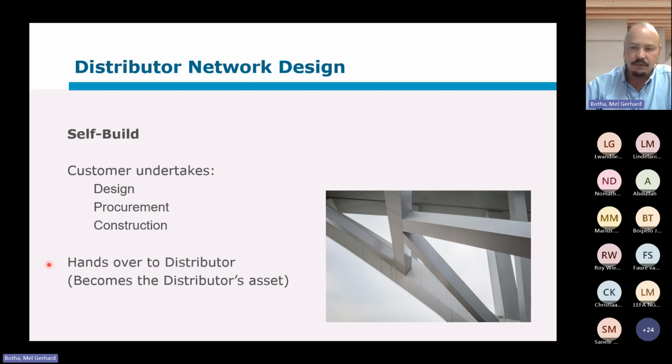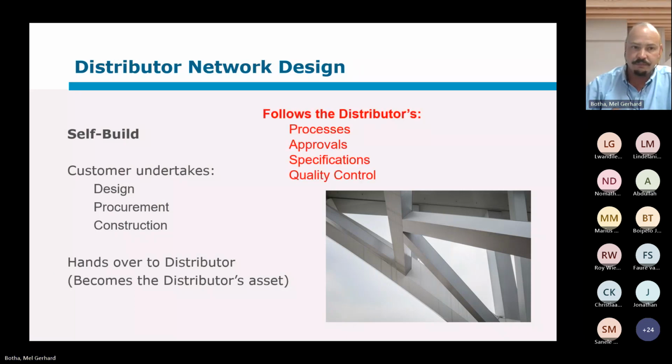Why is that important? Well, because if it's the distributor's asset, he needs to take care of it: maintenance, refurbishment, everything. And that is why the distributor wants to keep a close eye on the quality here. So the customer, even though he does everything, still follows the distributor's processes, all approvals, all specifications, and quality control, exactly the same as if the distributor would have done it themselves.